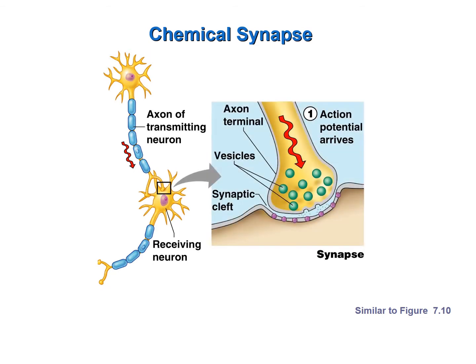If we were to take a closer look, we'd see that at this synapse, the two cells don't actually touch. The axon terminal does not touch the plasma membrane of the dendrite. There's a little space between the two cells, and this space is filled with extracellular fluid, and it is called the synaptic cleft.